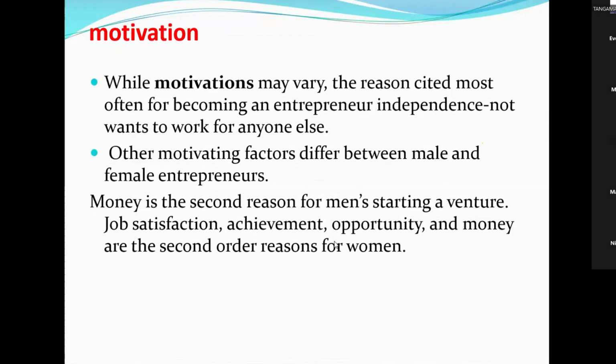These motivating factors differ between men and female entrepreneurs. Money is the second reason for men starting a venture. Job dissatisfaction, achievement, opportunity, and money are the other reasons for women. The motivation can differ by gender, males and females, and they also have other similarities which can push them to go for entrepreneurship.